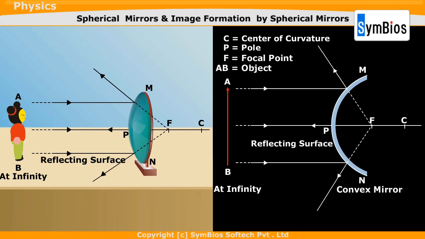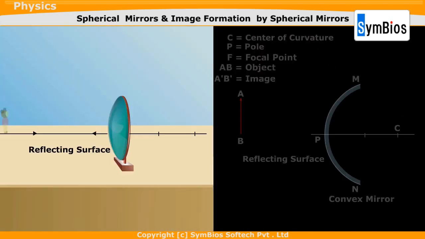Hope by now you understand what is meant by virtual image. It means that you cannot capture that image on the screen and it is formed behind the mirror. The light rays actually do not originate from the image but appear to originate from the image. The light rays actually get reflected.